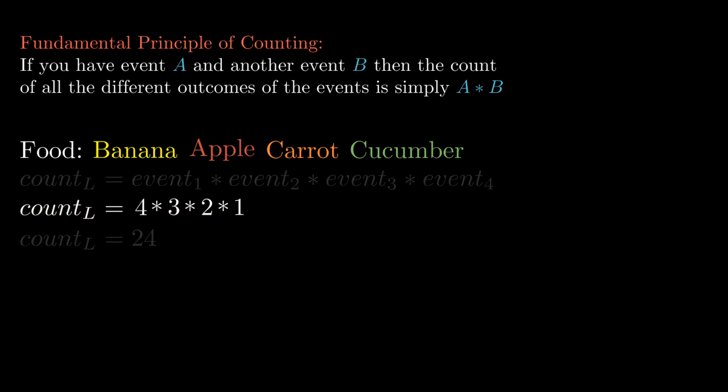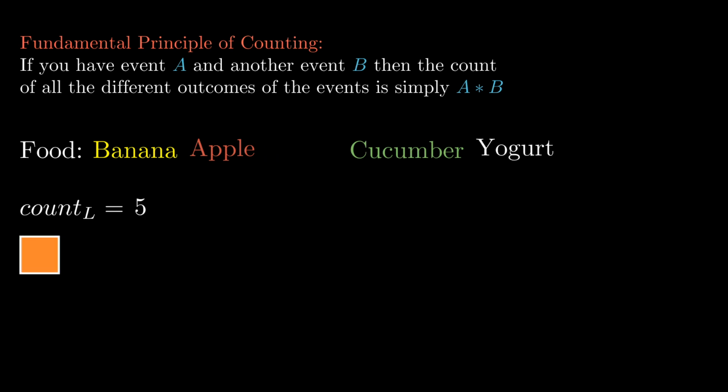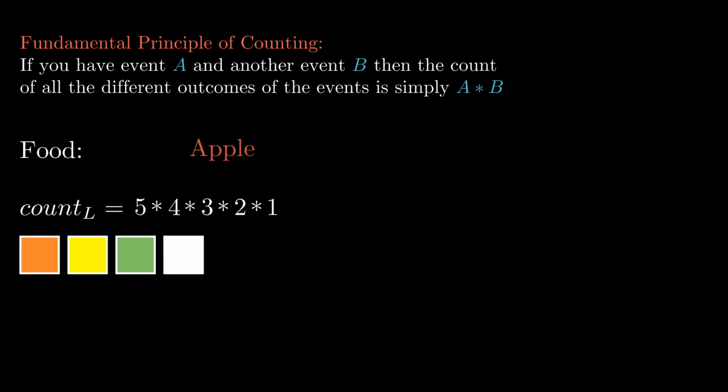A more formalized way of writing 4 times 3 times 2 times 1 is by using the product symbol. This particular product of all integers from 1 to some value is known as a factorial, and we can write it using this exclamation mark operator. So here we can write 4 exclamation mark, or 4 factorial. If we had 5 items to choose from, we would have 5 factorial, which is equal to 120.